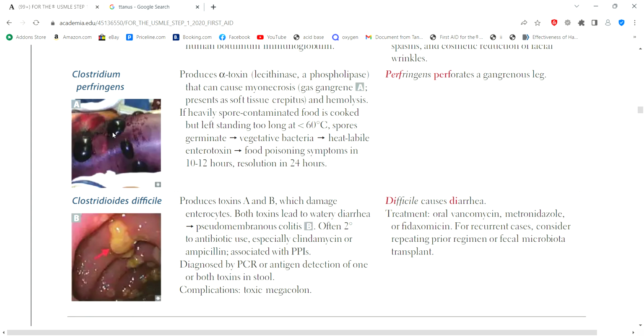Alright, so crepitus, what that means is it's the sound of air bubbles in tissues when you touch the necrosis. Hemolysis is due to the RBC cell membrane being broken down because it's made of phospholipids. Alpha toxin breaks down phospholipids by using phospholipase.